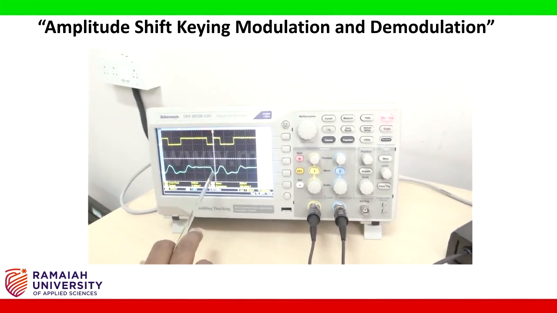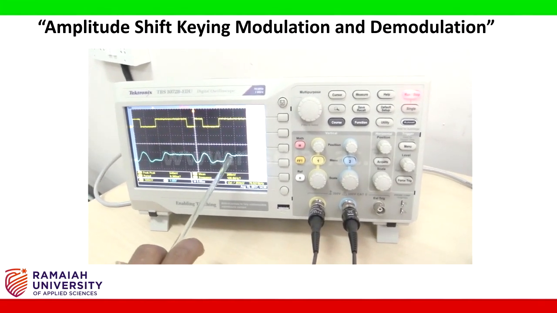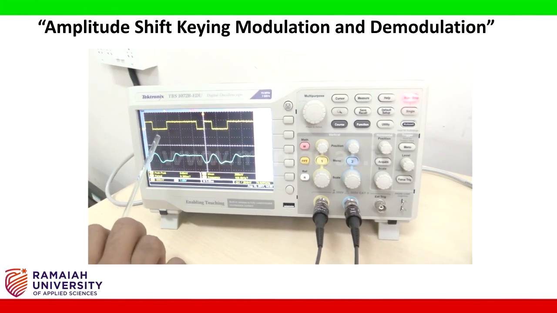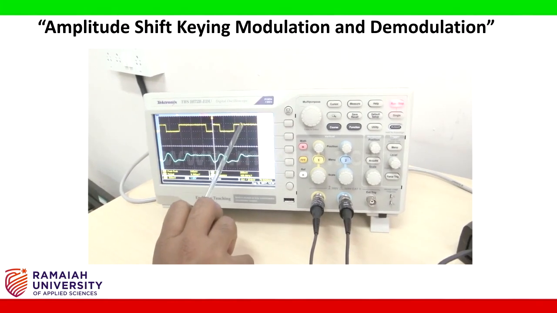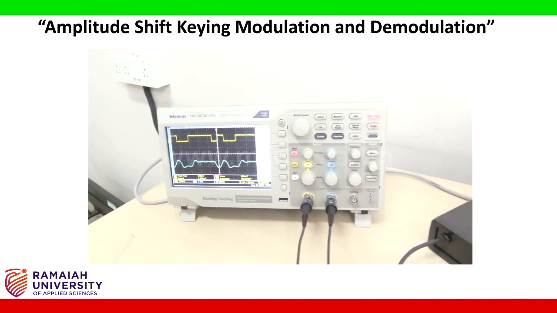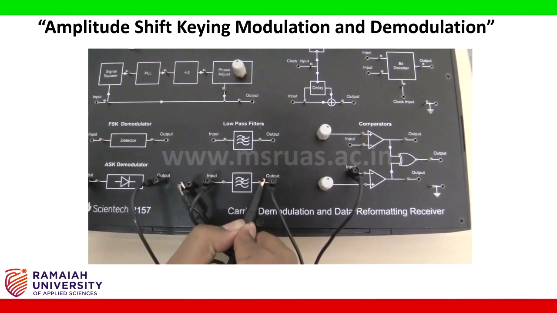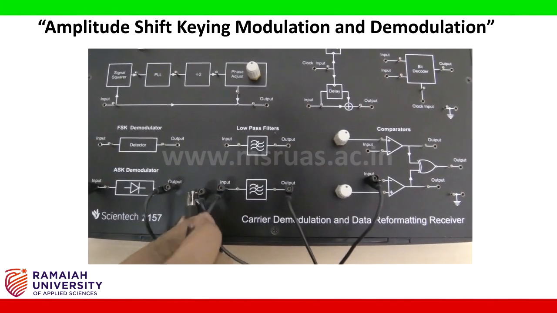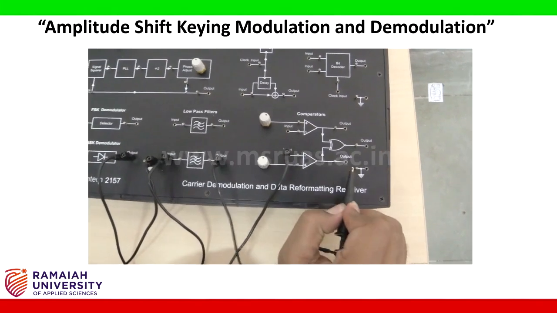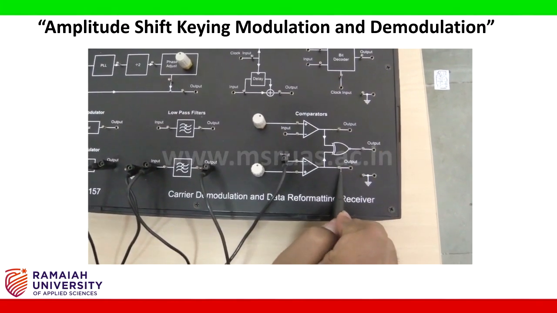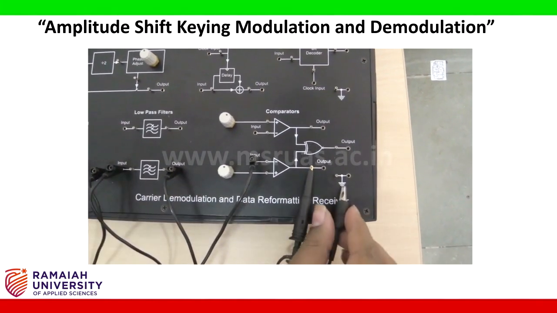If I pass the output of the low pass filter to a comparator, then I will get a perfect digital waveform with 0 and 1, means with low and high voltage. Now I am showing the output of the comparator. Now I am removing the probe from the low pass filter and connecting to the comparator output, and to the ground.